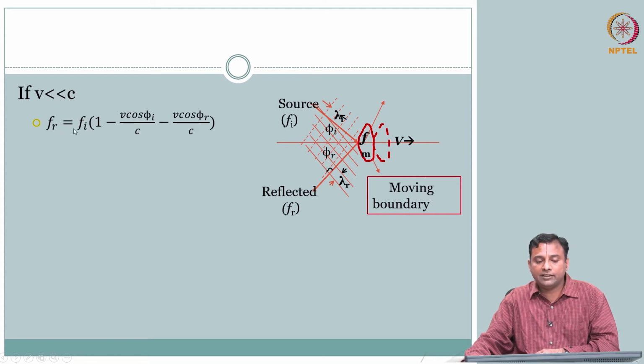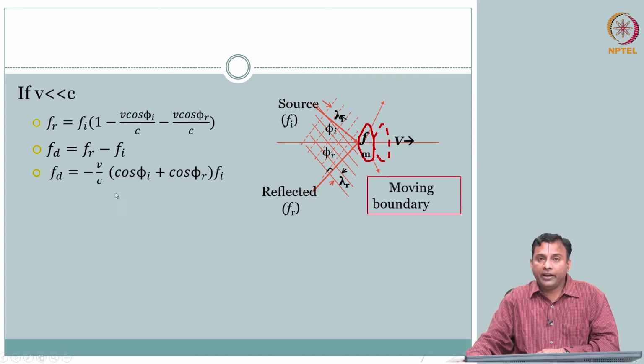So we can write Fr is equal to Fi times 1 minus V cos phi I by C minus V cos phi R by C. Okay. So quickly from here you can see that we are slowly getting to where we want. What we want? Fr minus Fi. Fr minus Fi is your Doppler shifted frequency. Fr minus Fi is going to be V by C, cos of phi I plus cos of phi R, times Fi.